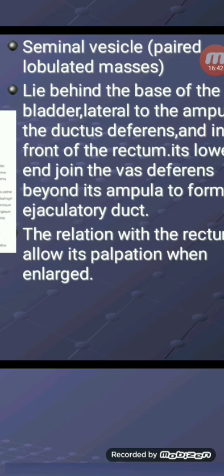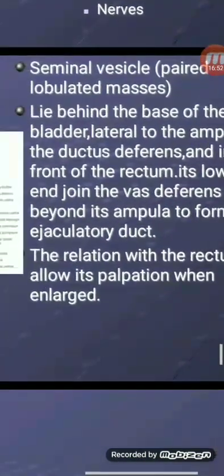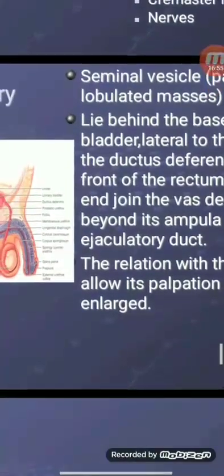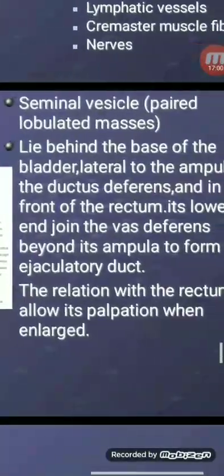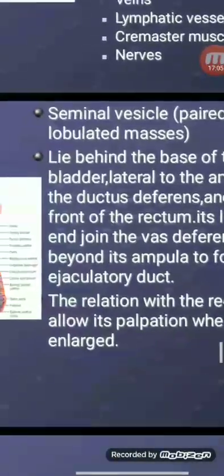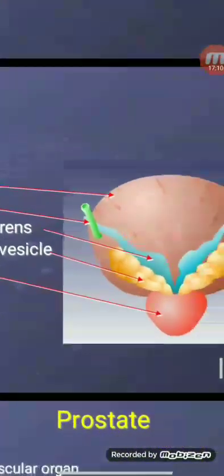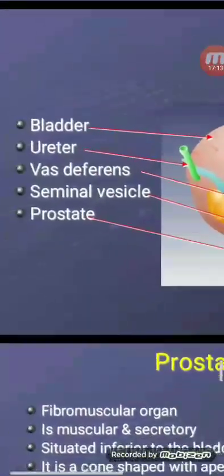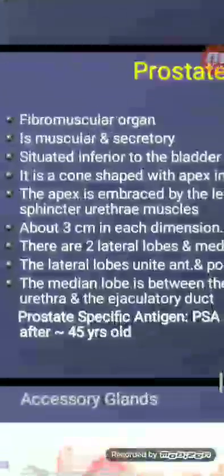During rectal examination, you can palpate the seminal vesicles. So the rectum allows its palpation when enlarged. You can palpate the seminal vesicles, and even the prostate as well. Take a look at the urinary bladder, vas deferens, seminal vesicle, and prostate. It has a relation to the prostate.